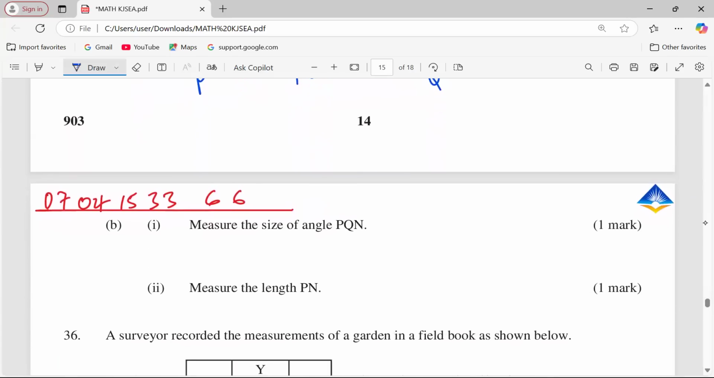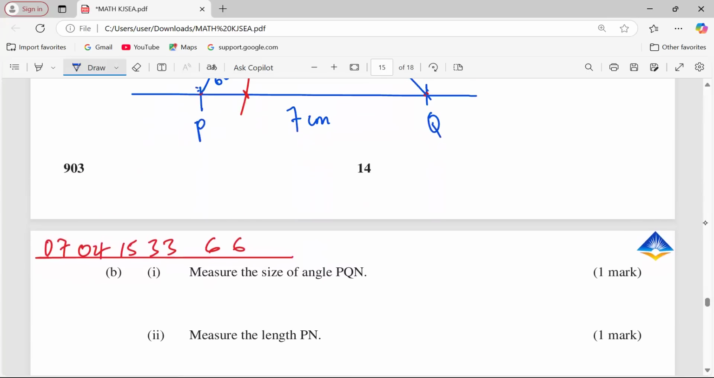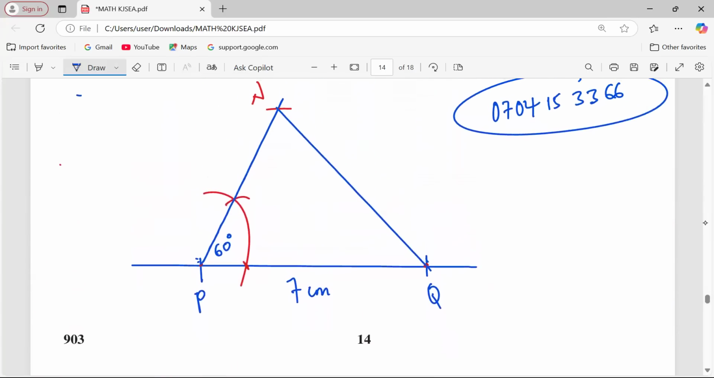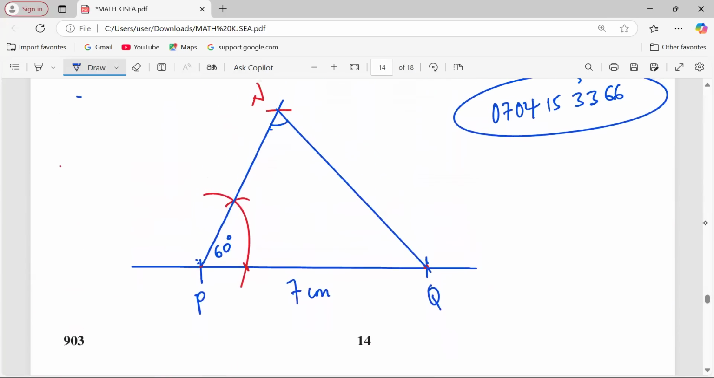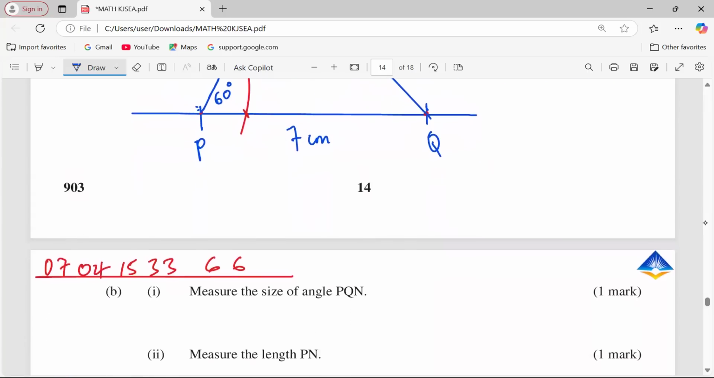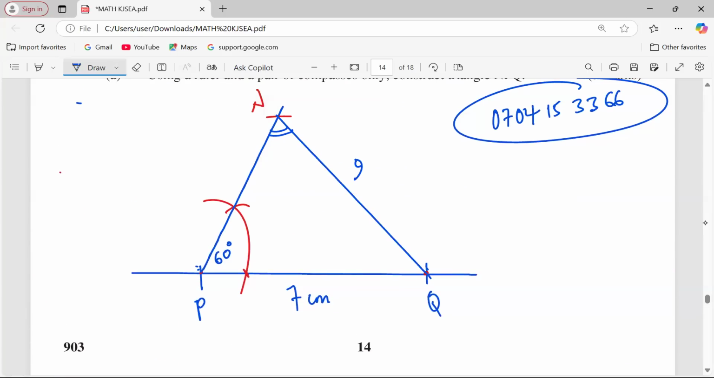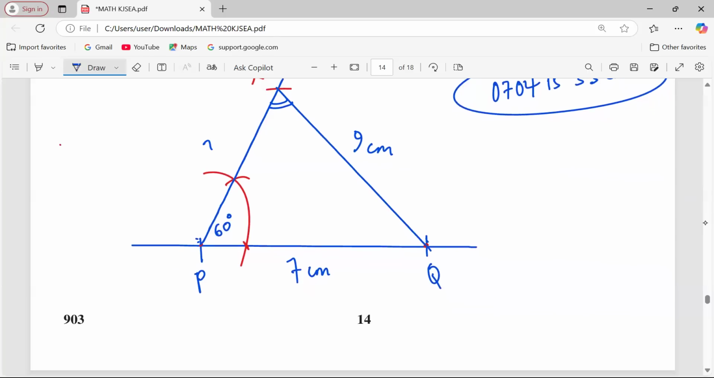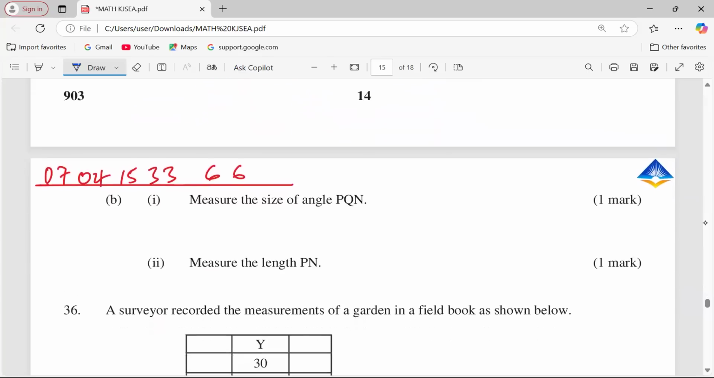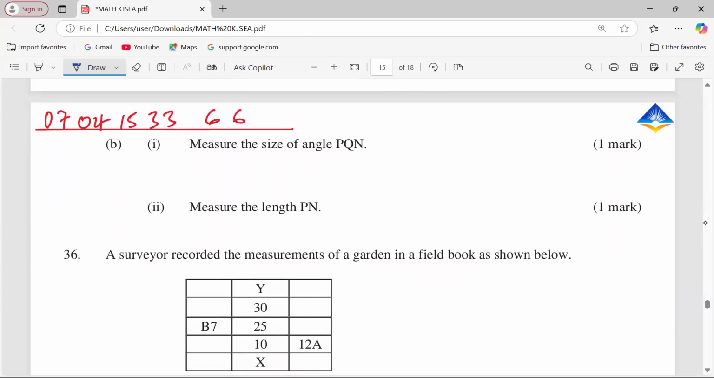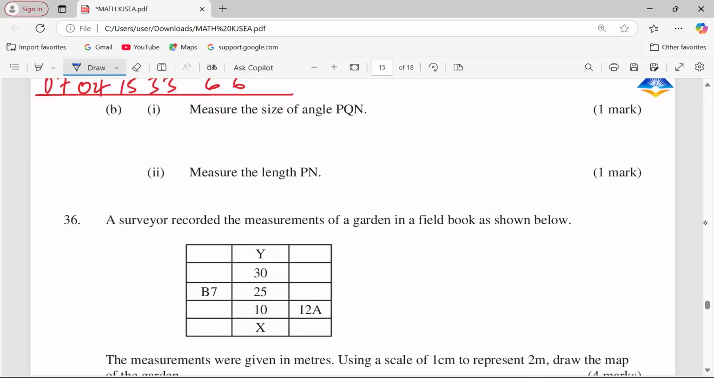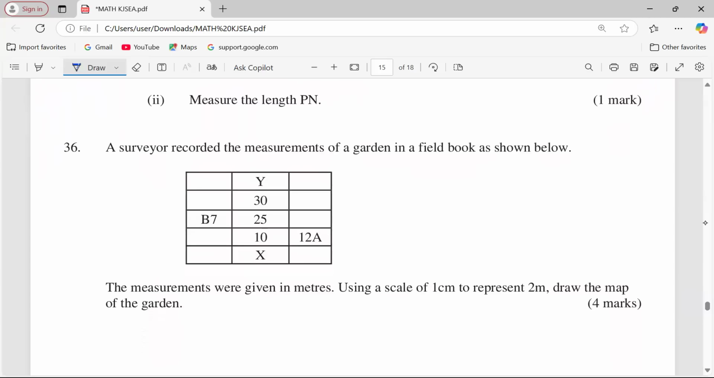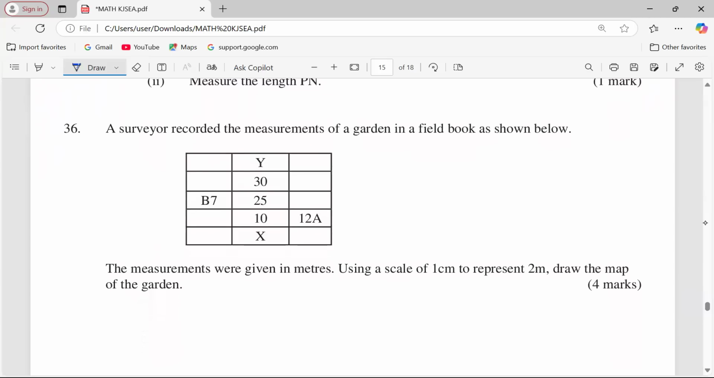So measure the angle at P and Q. You come with your protractor, you measure this angle, and also measure the length. Remember, this one is exactly 9. So we measure the length PN. You also use your divider to measure that length, and you transfer them to the spaces in part B that way. Let's look at number 36 now.